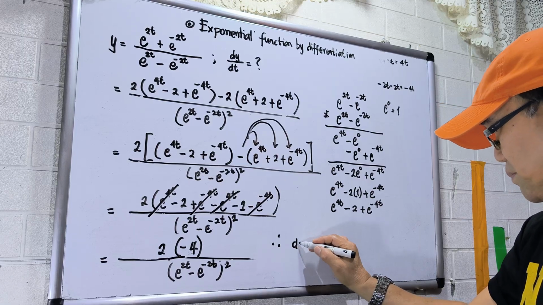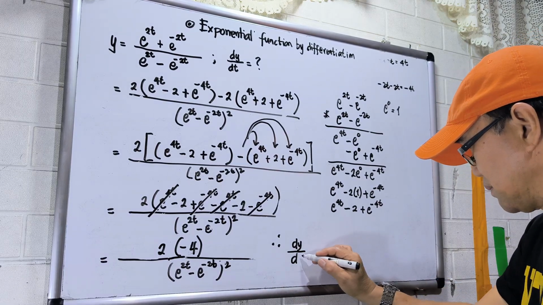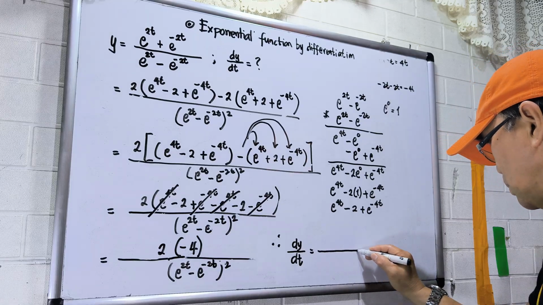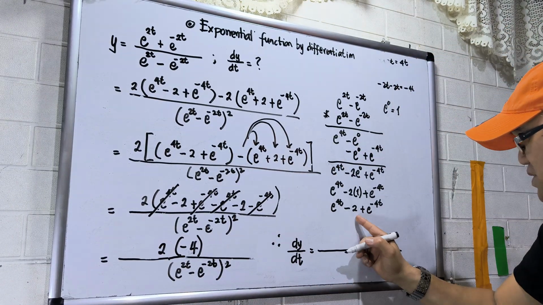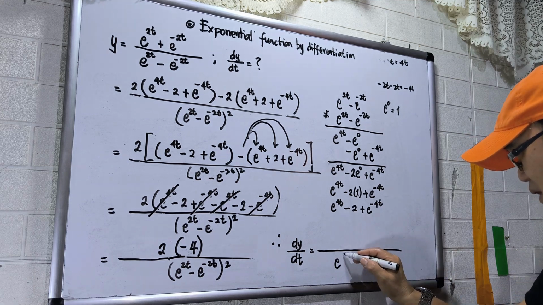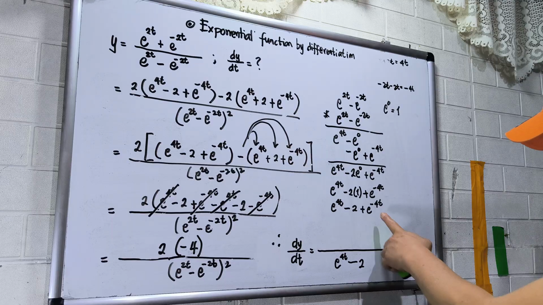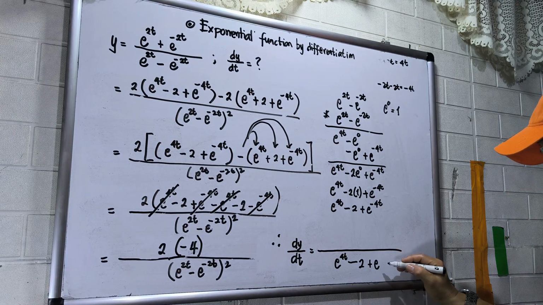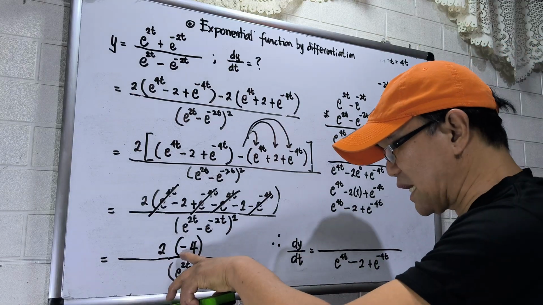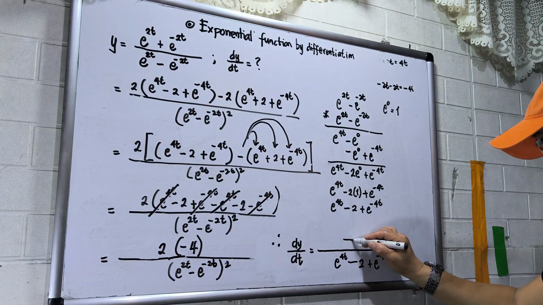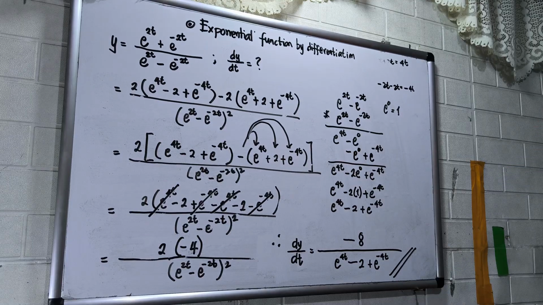dy over dt is equal to, so I will plug in first this one. This is squared. So, this is the value. So, this will be e to the positive 4t minus 2, then plus e raised to the negative 4t. Then, 2 times negative 4, that will be negative 8. Okay? This is now my final answer.